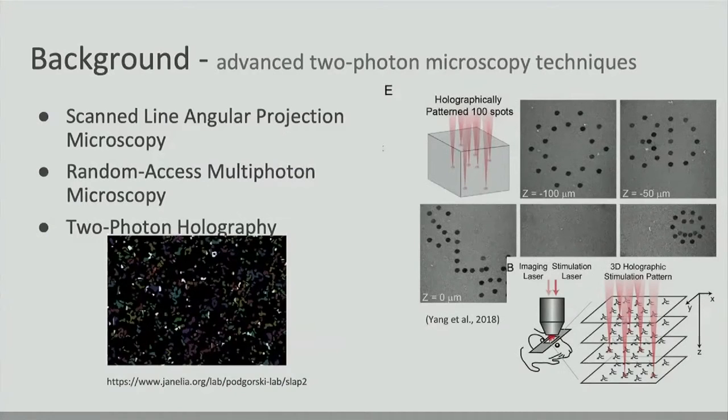So for example, in holography, you can shape the wavefront of your laser and then use beamlets to only excite areas of interest in a volume that are predetermined. Or with scanline angular projection microscopy, you can have predetermined regions of interest, which you then scan a laser beam line across as opposed to a point, and then you can get the fluorescent changes of those regions of interest very, very quickly.